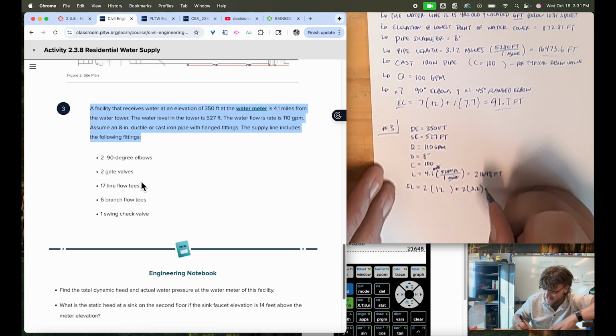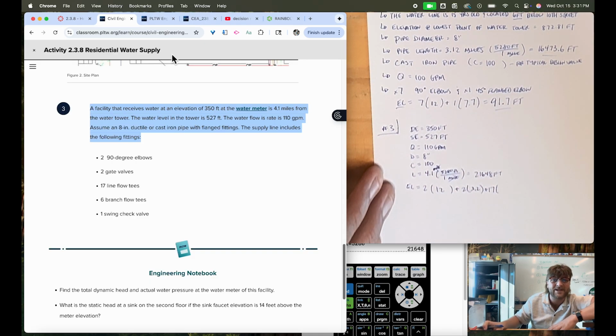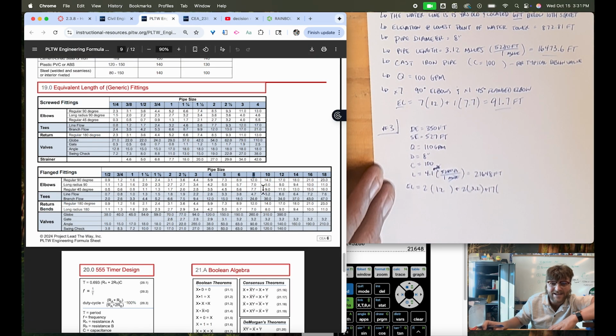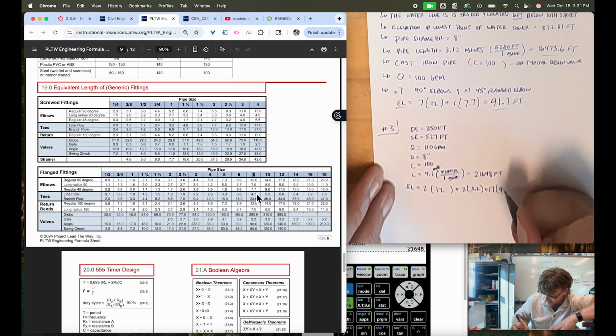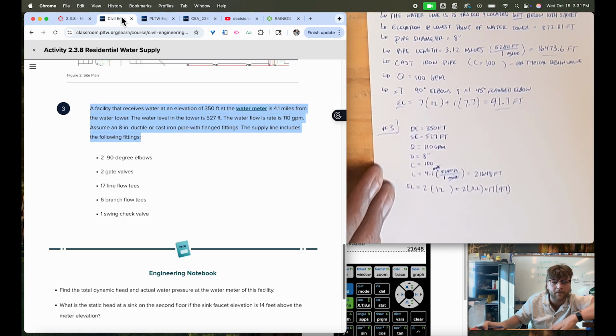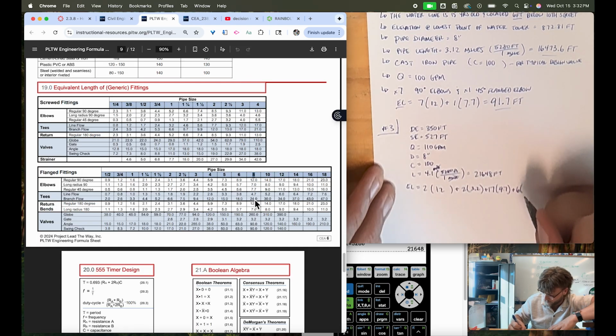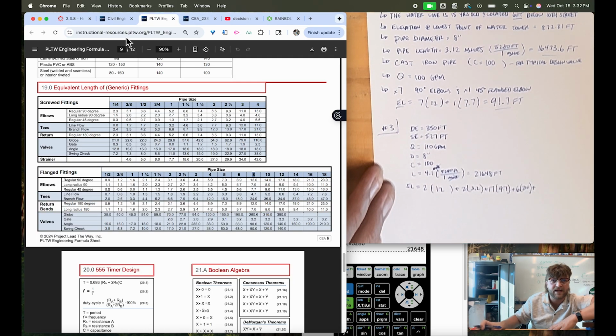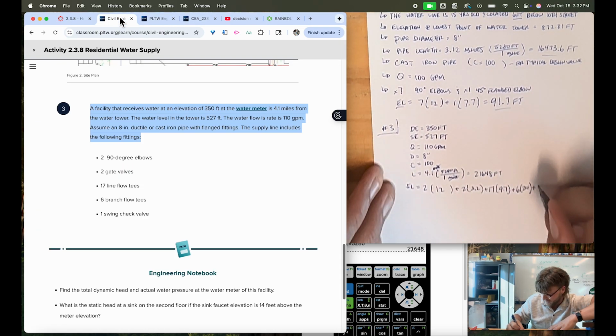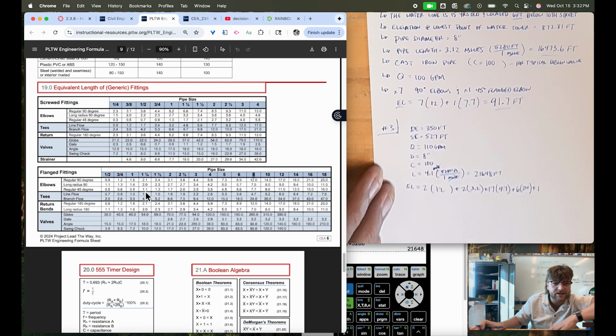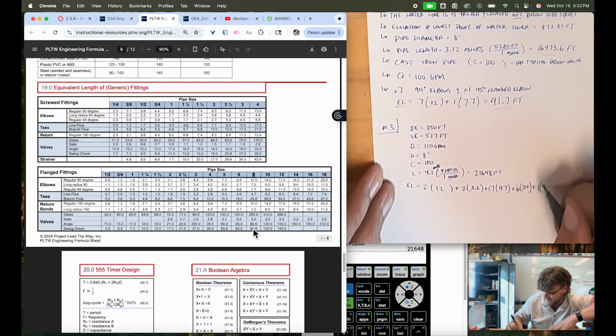We've also got 17 line flow T's, quite a bit here. So we can go to T's, and we see line flow 4.7, so 17 times 4.7. It's racking up quite a bit of equivalent length now. 6 of the branch flow T's. We got T's, branch flows down here. That's 24, so 6 times 24. Plus, we've got 1 swing check valve, all the way down here, and we can see that that's 90 feet equivalent length.